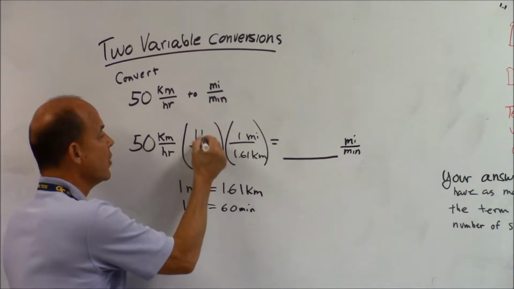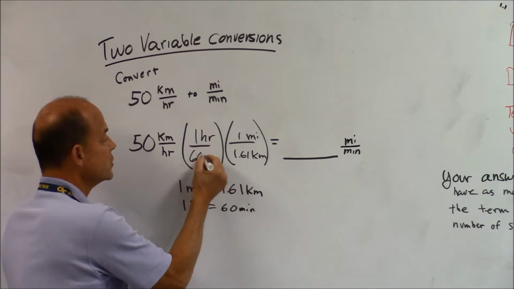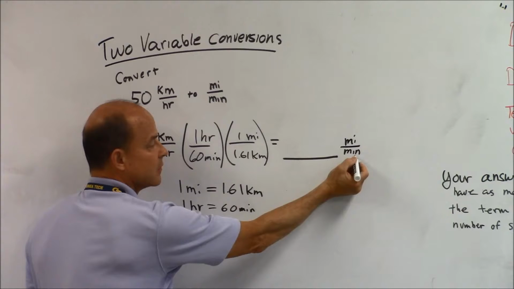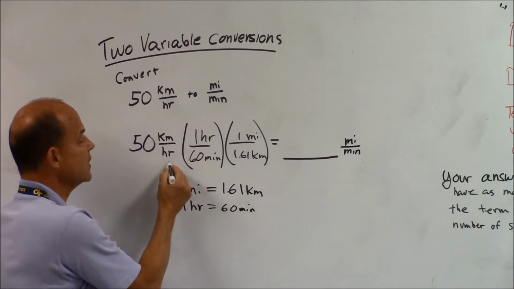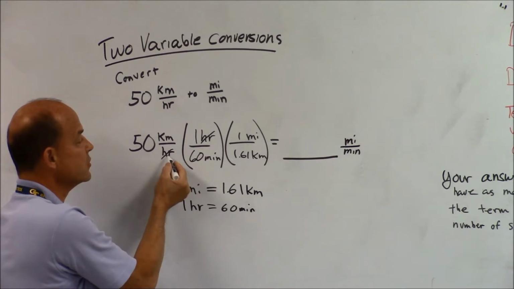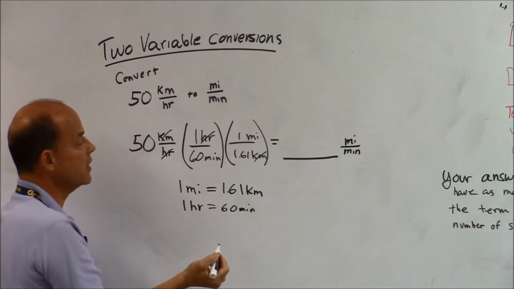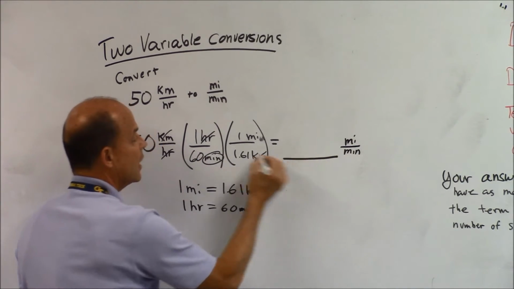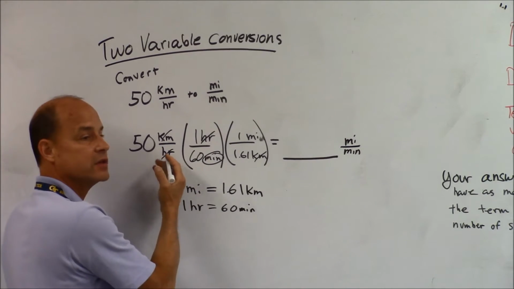Hours does go on top because we want the hours to cancel. 60 minutes goes on the bottom because our answer has minutes in the bottom. So now you've set up the problem correctly. You can check yourself by seeing if those units do indeed cancel. Hours cancels with hours. You got hours in the numerator and hours in the denominator, so they cancel. Kilometers in the numerator and kilometers in the denominator, so they cancel. That leaves us with minutes and miles, and that's what we want. So now the question is just multiplication.